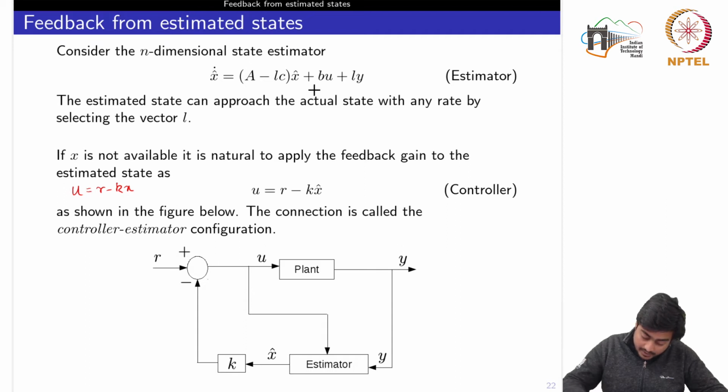So if we see the block diagram representation, this is the plant having input and output u and y. Taking these two signals u and y, we estimate this x hat, and then this x hat we further use to design the state feedback controller, which is given by u is equal to r minus K x hat. So we call this configuration the controller estimator configuration, where obviously in this part, the state feedback, we have the controller and it is taking the input from the estimator.